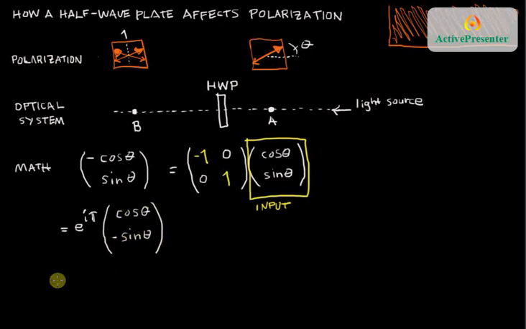Well, wait, that's just the state I had before. I can now write that as e to the i pi, cos negative theta, sine negative theta. So now that is my output state.